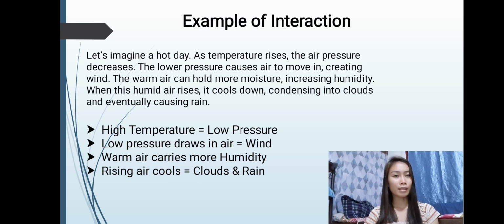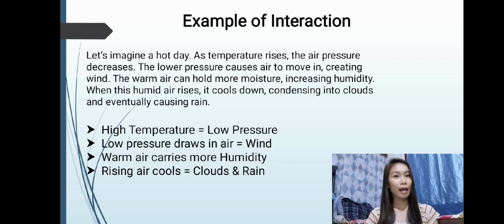Rising air cools, which equals clouds and rain. The warm, moist air rises because it's lighter than cooler air. As it moves upward, the air cools down. Cooler air can't hold as much water vapor, so the moisture condenses into tiny water droplets, forming clouds. If enough moisture accumulates and the clouds grow heavy, it can result in rainfall.